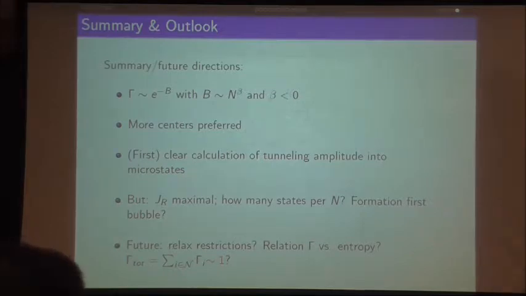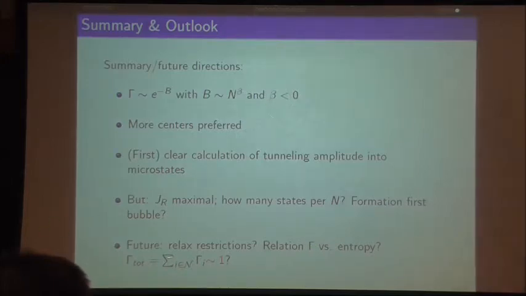However, it's very difficult to generalize this, and in particular, there's a number of pitfalls that we couldn't avoid. For example, we have to look at black holes of maximal angular momentum. We don't really know anything about how many states there are for a given number of bubbles, and that will be important for the total tunneling amplitude, right? And we can't say anything about the formation of the first bubble, which is necessary as a catalyst for our procedure.